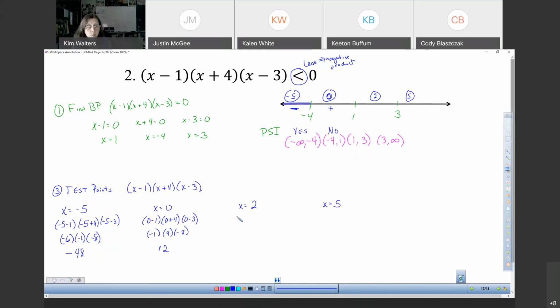I'm going to do the same thing with 2. So I have 2 minus 1, 2 plus 4, 2 minus 3. This is going to give me 1 times 6 times -1. My result here and my product is a -6. Okay. And so that means that this part of my interval is going to work. And so I can shade this part if I want to.